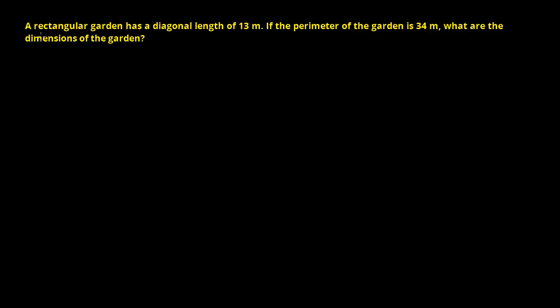Hi, in this lesson we look at an example where we're told a rectangular garden has a diagonal length of 13 meters. If the perimeter of the garden is 34 meters, what are the dimensions of the garden?